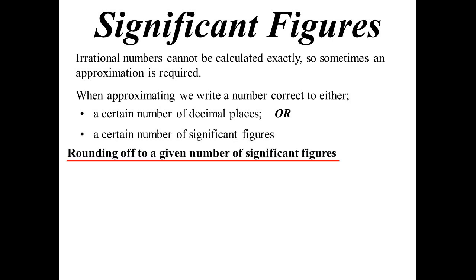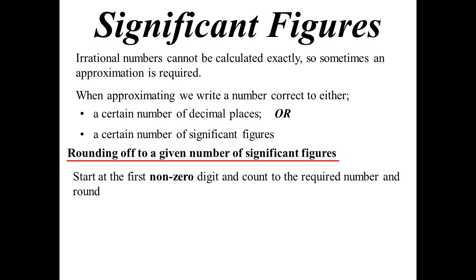So how do you round off significant figures? I mean, rounding off decimal places, I think we know how to do that. That's nice and easy. But what about significant figures? Basically, it is the same, but what we do is we start at the first non-zero digit and count to the required number, and then round.